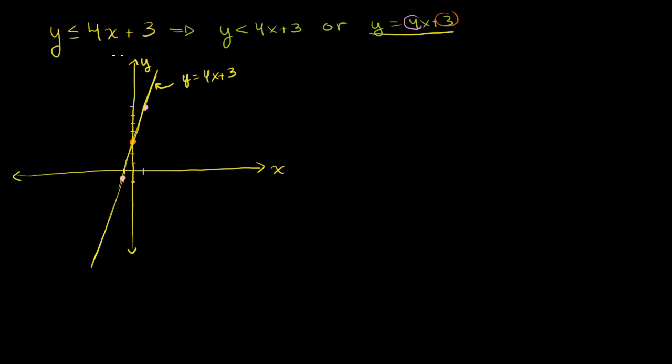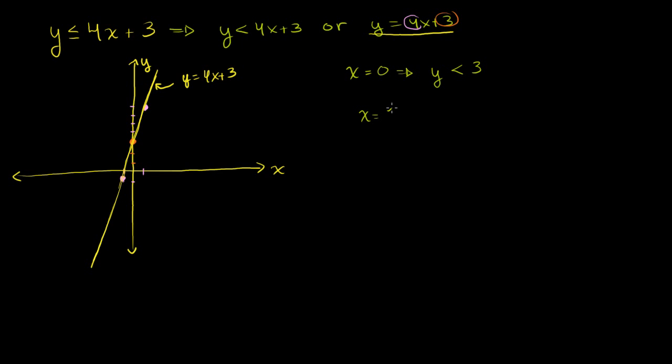So all of these points satisfy this inequality, but we have more. This is just these points over here. What about all of these where y is less than 4x plus 3? So let's think about what this means. Let's pick some values for x. When x is equal to 0, what does this say? When x is equal to 0, then y is going to be less than 0 plus 3. y is less than 3.